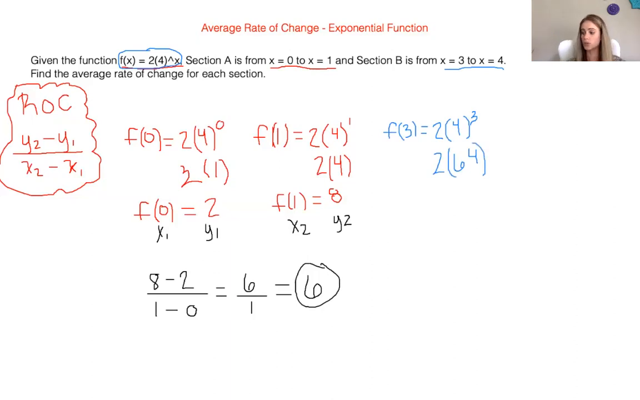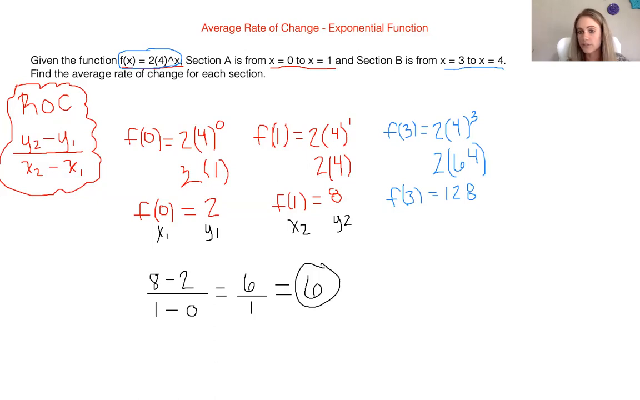So we're left with 2 times 64, which is 128. So f of 3 is equal to 128. Pretty easy. Now let's do our last one.